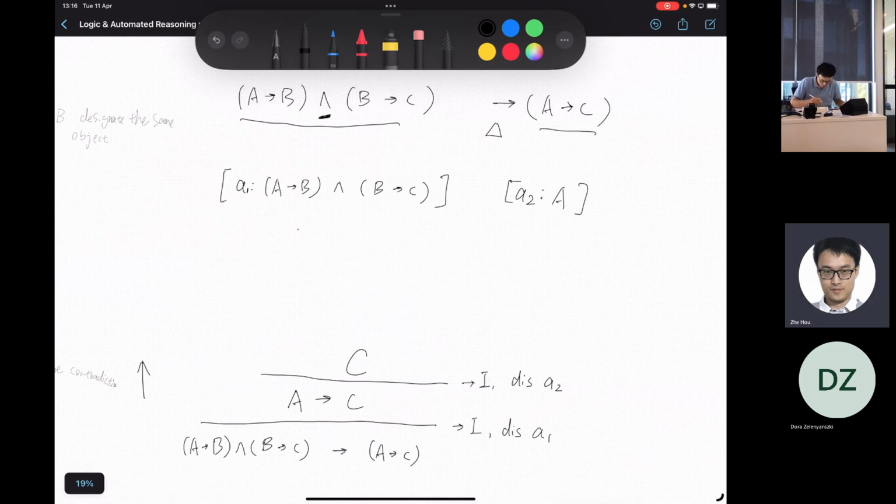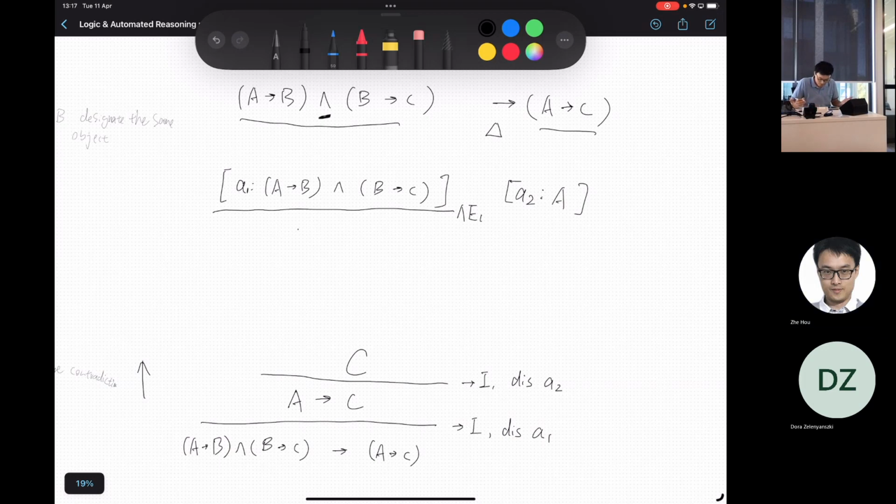Well, we're going to conclude. So we're going to say we eliminated, and we can keep the left or we can keep the right. Doesn't matter, right? But let's keep the left. That means we're going to conclude A implies B.